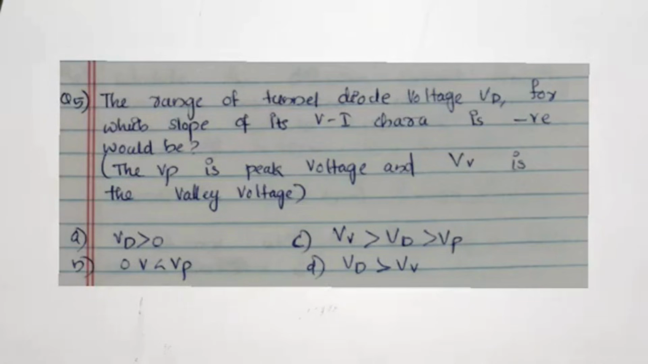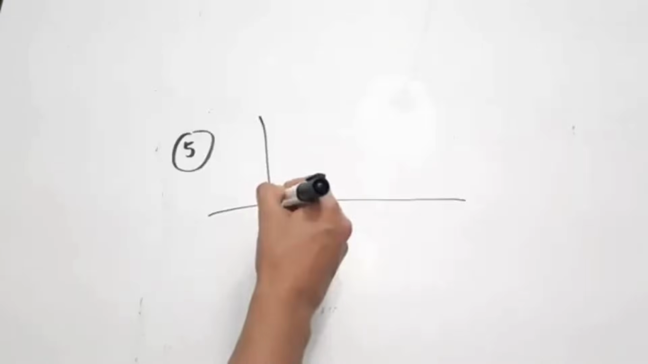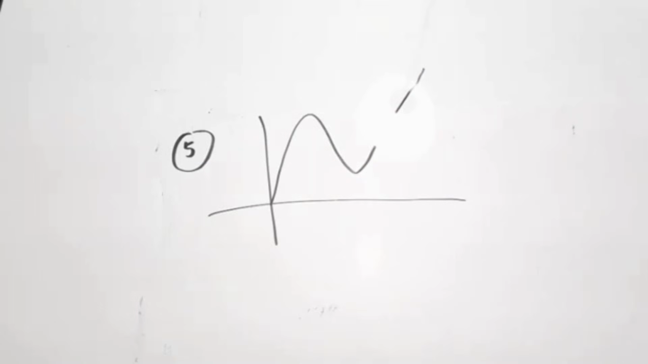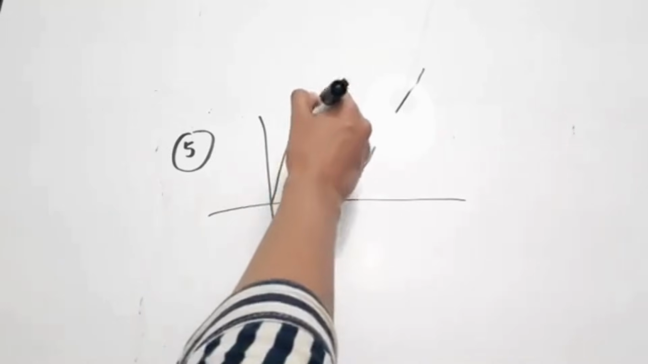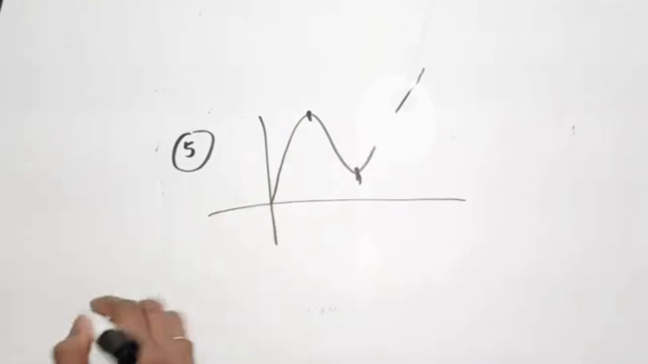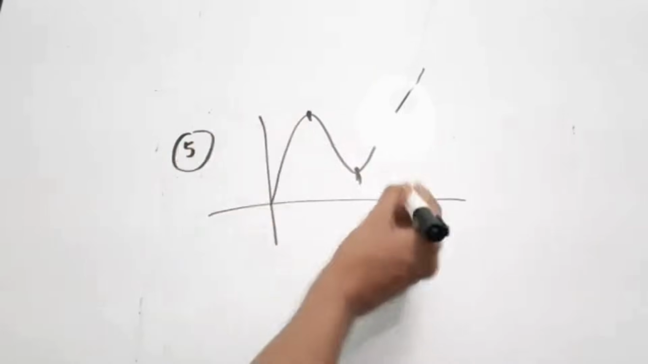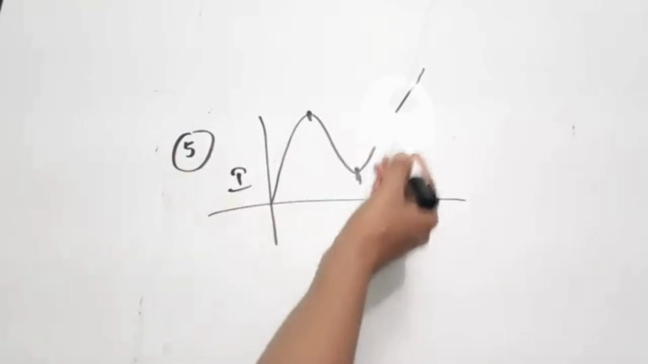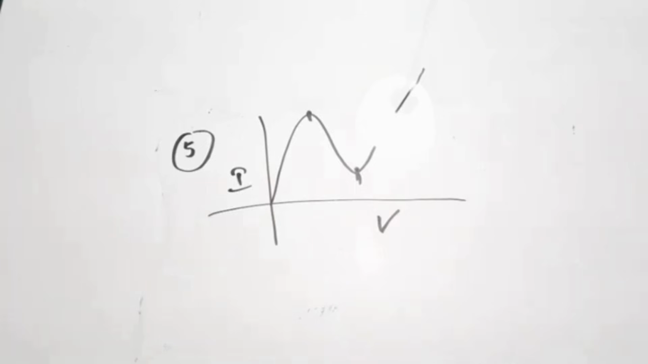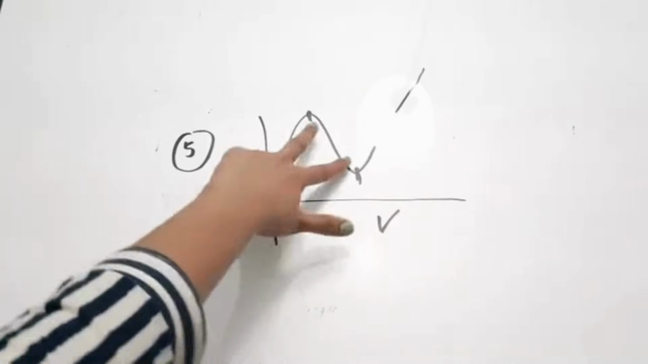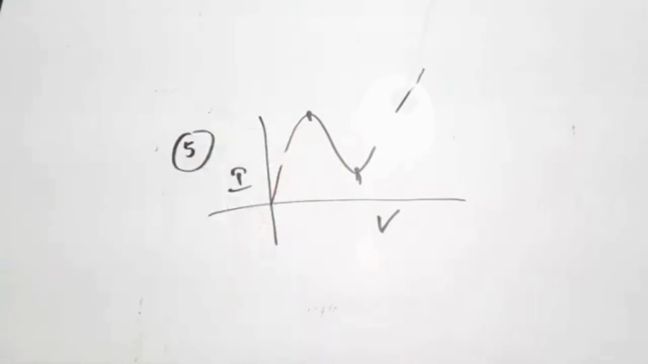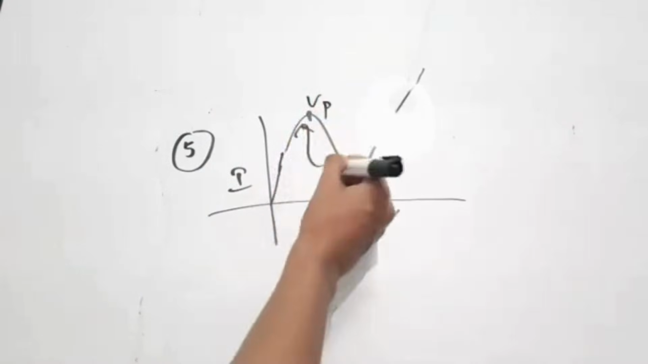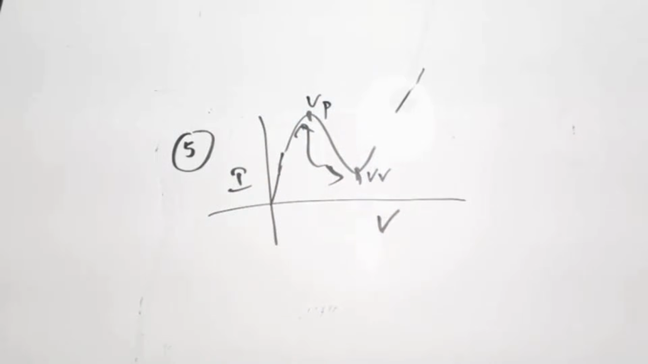So there is a VI curve. I'll draw the rough diagram. This is a rough curve of a tunnel diode. There is a peak voltage here, and this is the valley voltage. This is V and this is I. Initially the current will increase, then decrease, and then increase. Due to the particular nature of the tunnel diode, this region we call the negative resistance region. This voltage is VV, the valley voltage, and this is VP. The region in between these two voltages is called the negative resistance region.